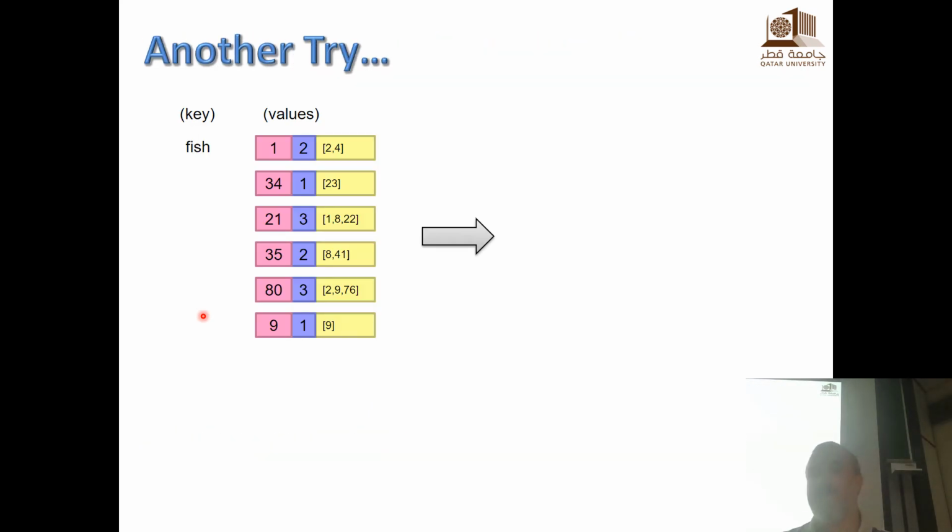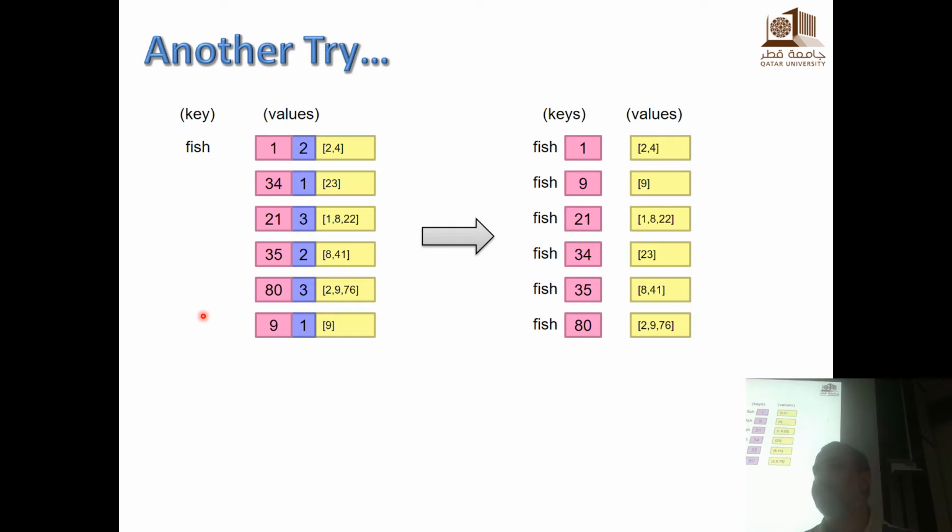Here is another try. What if we converted this to this? Instead of having the key be the term, we put the document number within the key. What will be the effect of this? You can sort based on the document. Yes, so now the shuffling will automatically sort based on the new key.